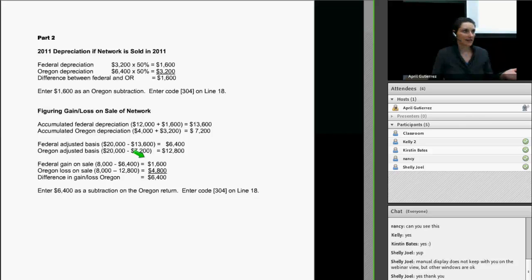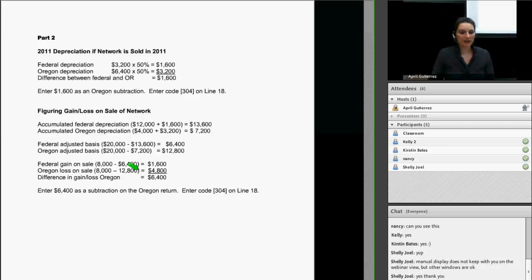But Oregon is not going to tax that number because Oregon does not produce a gain. Because of prior year additions, Oregon's got actually a loss on the disposition. So the Oregon loss on the sale is actually the $8,000. Oregon's basis is $20,000 minus $7,200. So we had $6,000 of depreciation allowed in the first year. We're allowed $3,200 in the second year. And when we do that, we end up with these lower amounts. So anyway, we end up with a basis of $12,800.